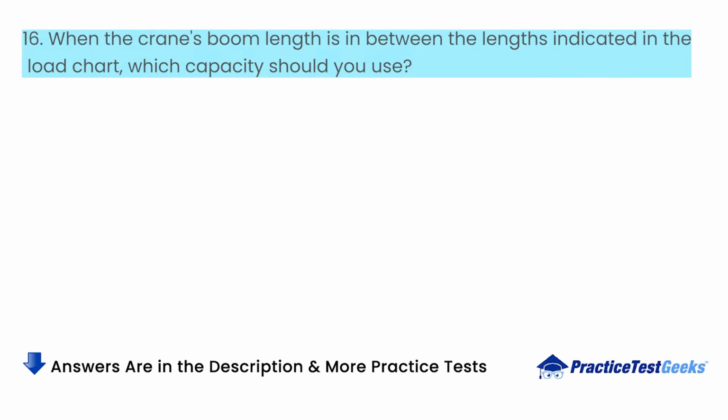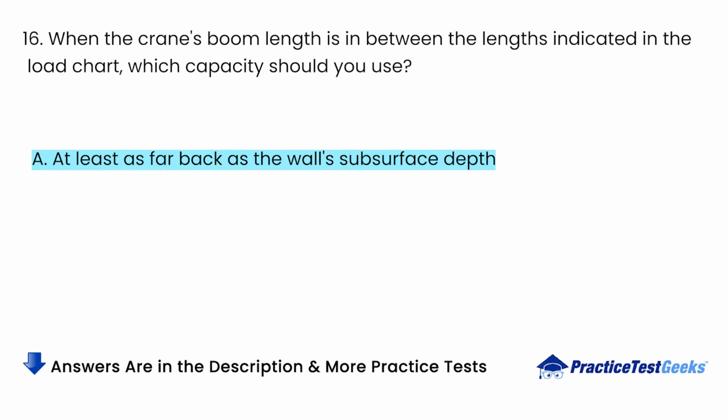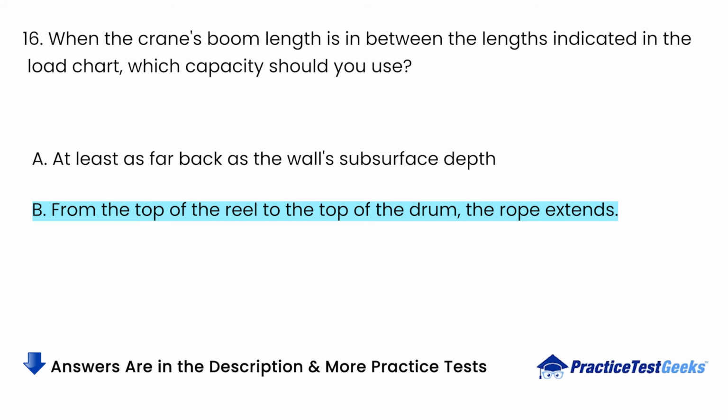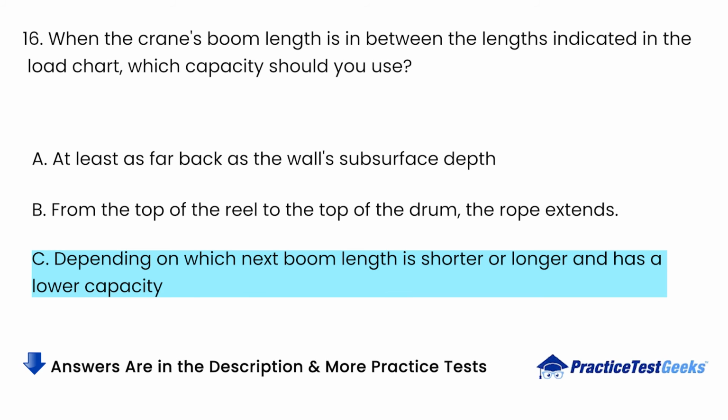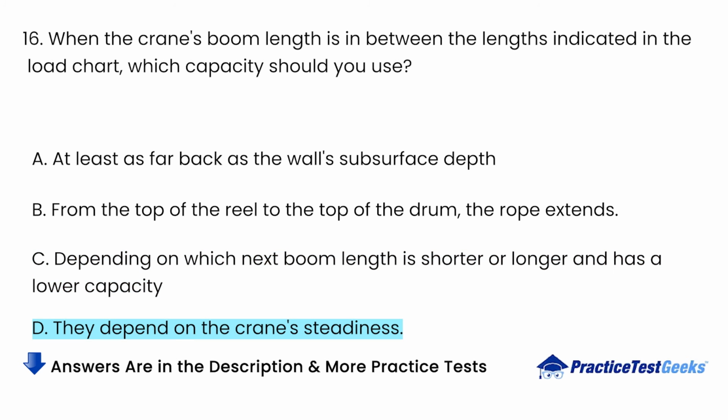When the crane's boom length is in between the lengths indicated in the load chart, which capacity should you use? A. At least as far back as the wall's subsurface depth. B. From the top of the reel to the top of the drum, the rope extends. C. Depending on which next boom length is shorter or longer and has a lower capacity. D. They depend on the crane's steadiness.